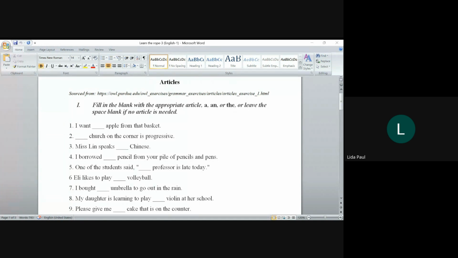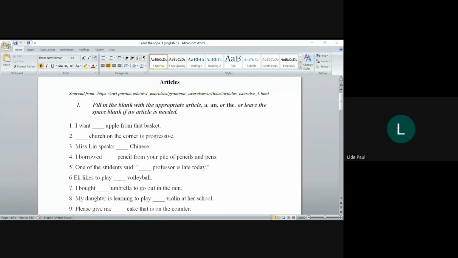Church on the corner. Very specifically mentioned, hence it has to be "the." The moment you know that the context given is specific, there's no need of thinking too much. You'll definitely use "the." Right? So the church on the corner is progressive.